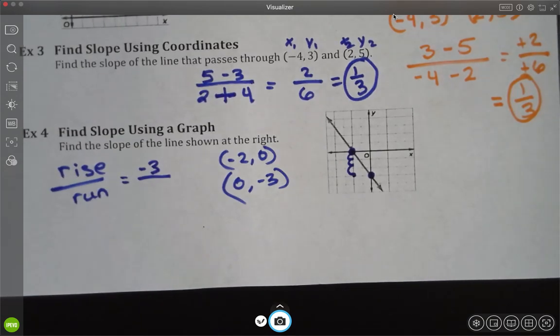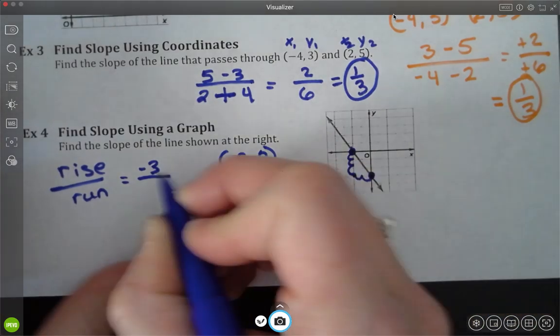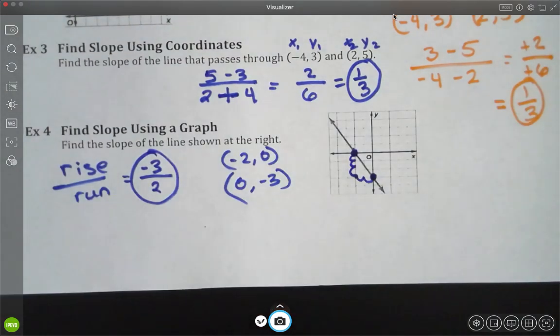You're rising a negative, which means you're not rising, you're going down, right? So from here to here, you're rising negative 3, you're going down 3. Does that make sense? Now how much are you running across? 2. You're going over 2. Is it positive 2 or negative 2? Positive 2. So negative 3 over 2 is your slope.